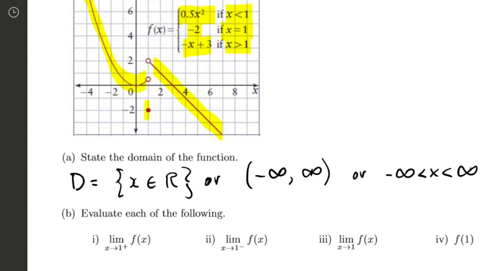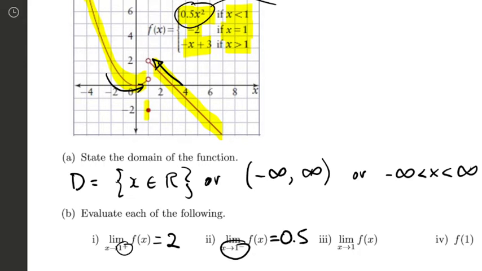Now, can I evaluate some limits? The limit as x approaches 1 from the right: I'm following the linear function, and that's approaching a y value of 2. It's not equal to 2 because there's no defined point there, but it's approaching 2. The limit as x approaches 1 from the left: I follow my parabola, and that's approaching what looks like 0.5. To be sure, take the function 0.5 times x squared and plug in 1; that's 0.5.